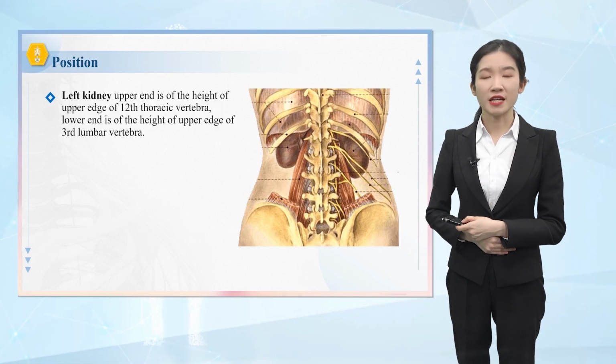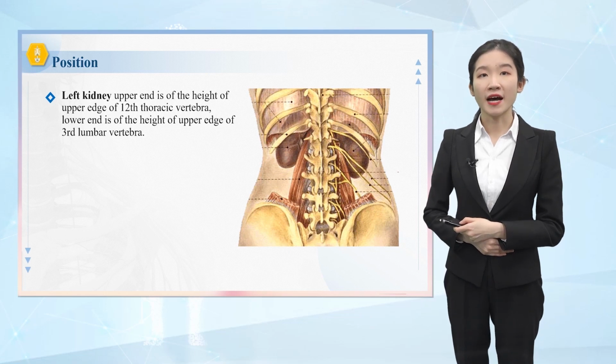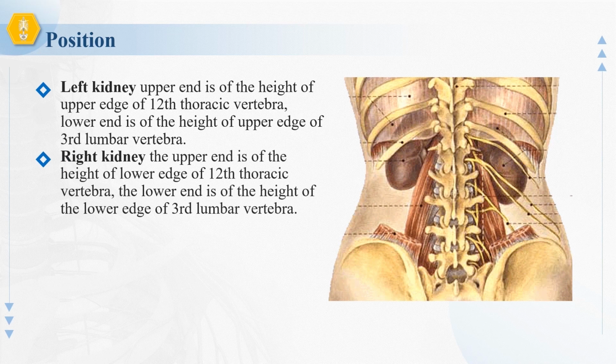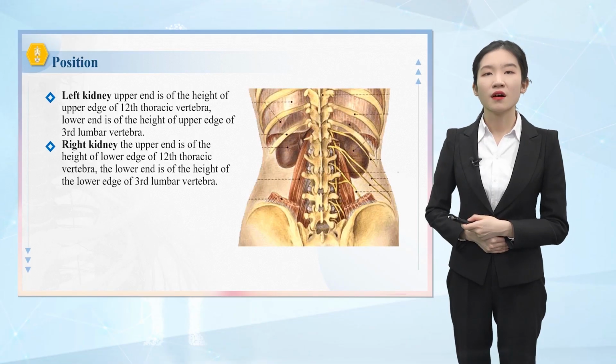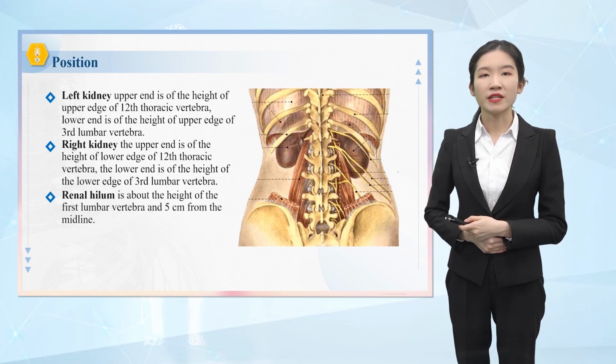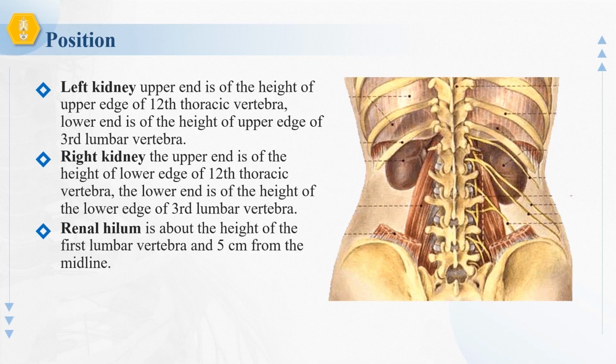Position. Left kidney: the upper end is at the height of the upper edge of the 12th thoracic vertebra. The lower end is at the height of the upper edge of the 3rd lumbar vertebra. Right kidney: the upper end is at the height of the lower edge of the 12th thoracic vertebra. The lower end is at the height of the lower edge of the 3rd lumbar vertebra. The renal hilum is at about the height of the 1st lumbar vertebra and 5 centimeters from the midline.